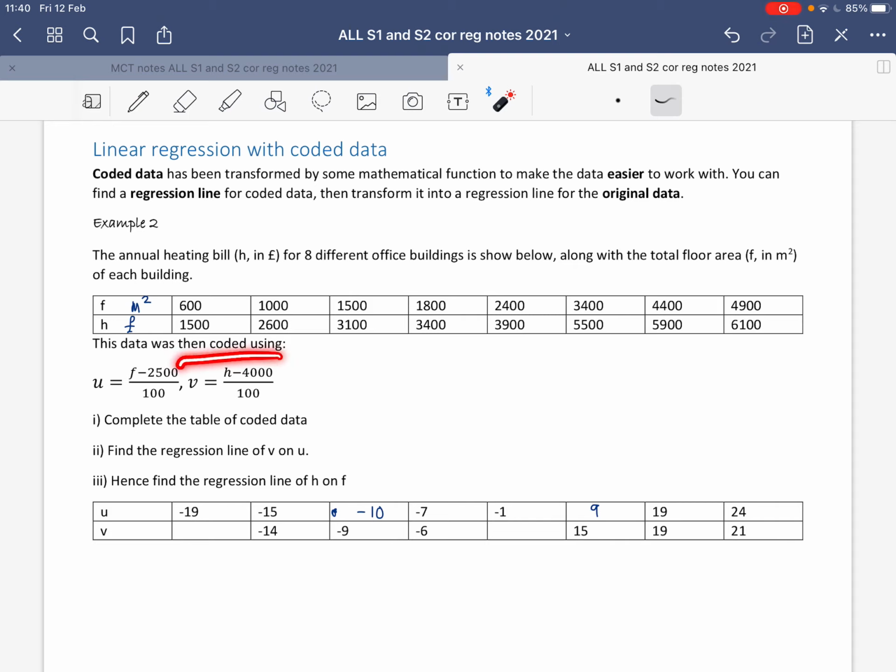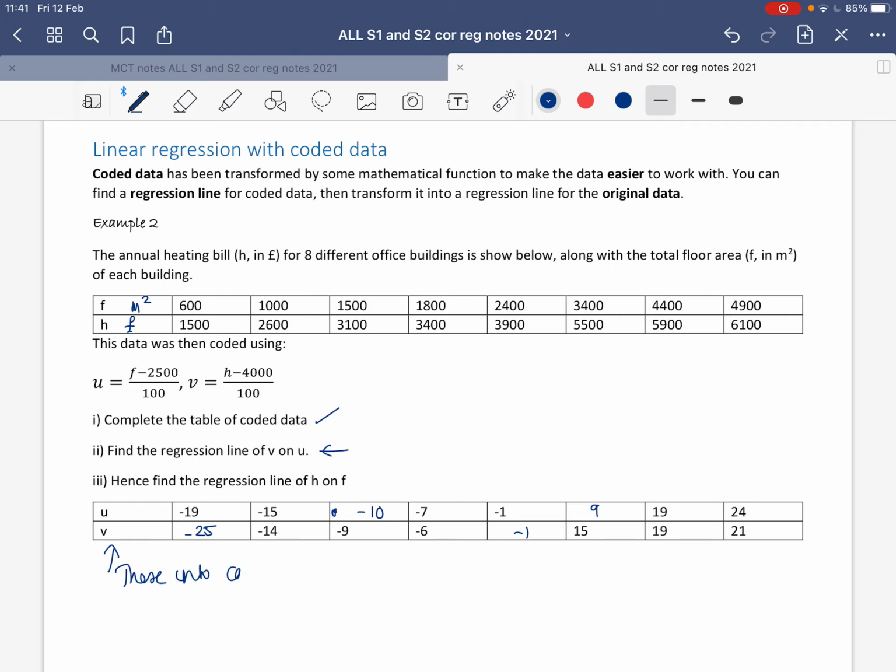And then the code for the second variable, so we're no longer using H, we're going to code it by taking off 4,000 and dividing by 100. So we do that with the missing values down here, and we get those values. So we've completed the table of coded data. Find the regression line of V on U.